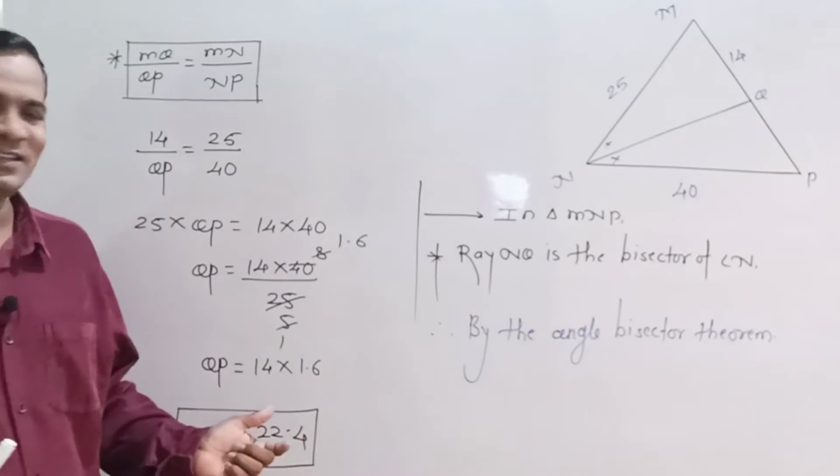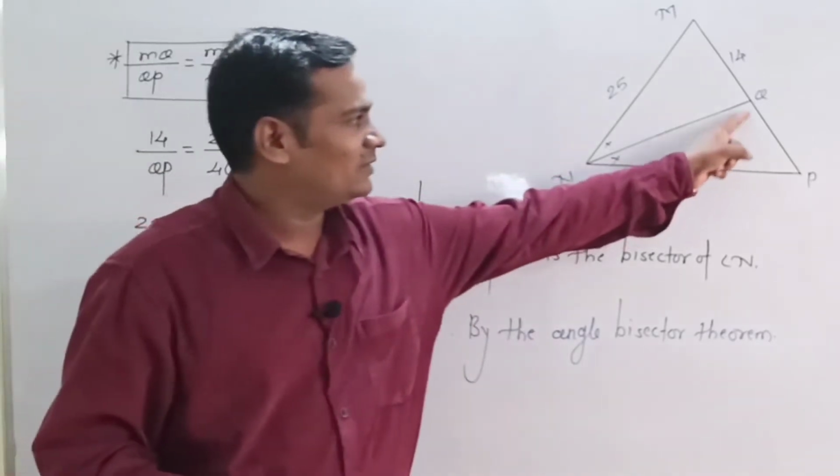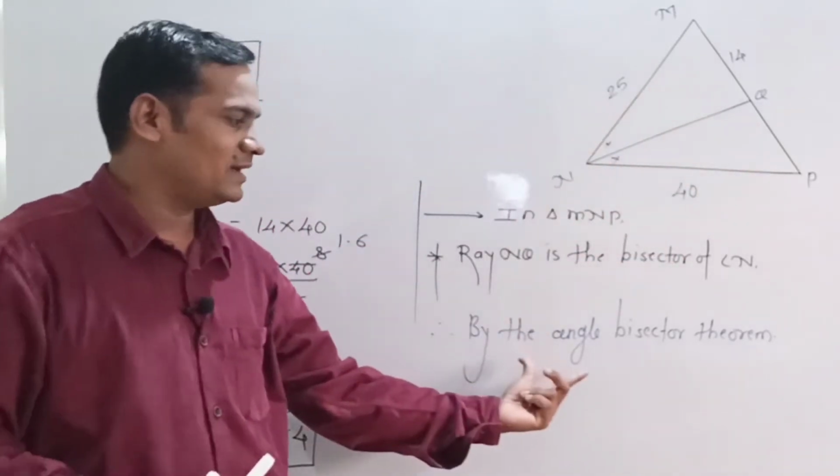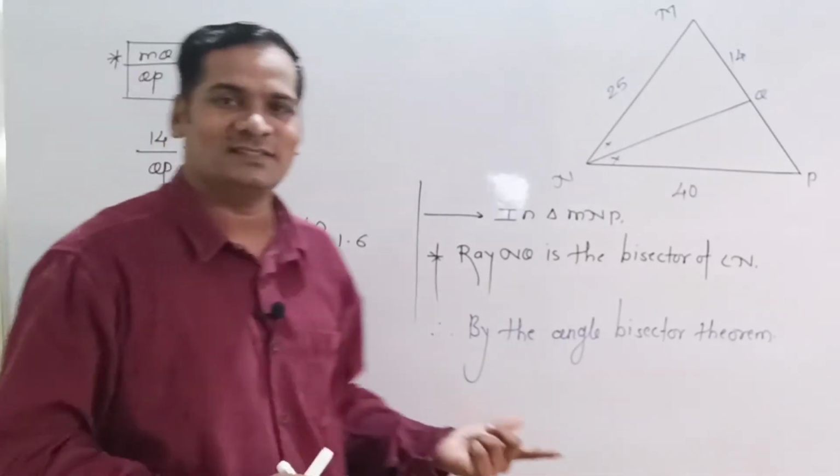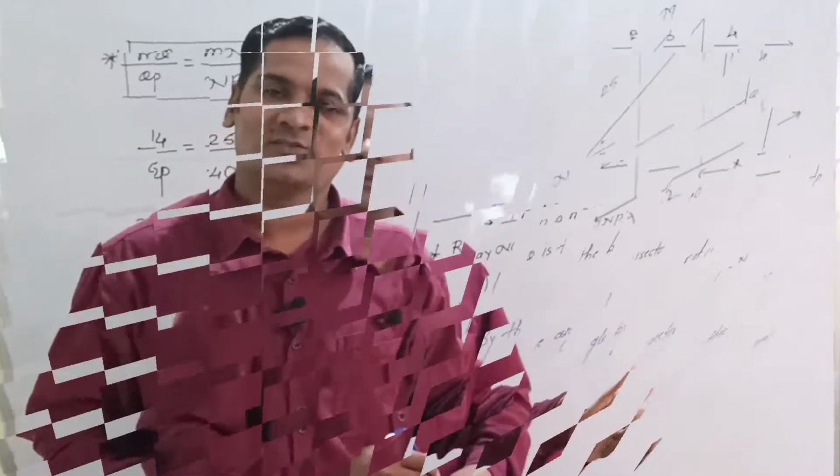In this way we can easily find out the length of QP. How simple is this? So by using the angle bisector theorem, we can easily find out that QP. So let's move toward the next question.